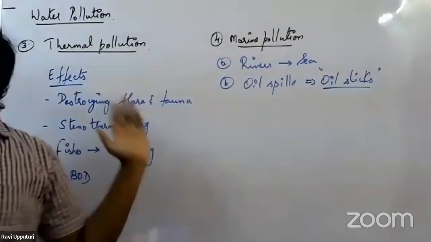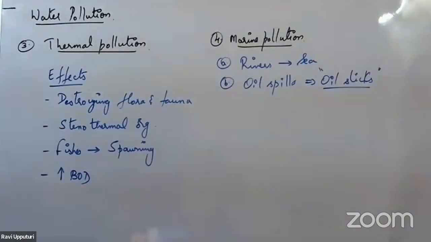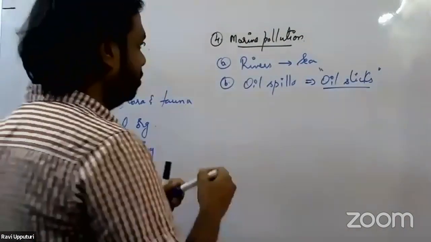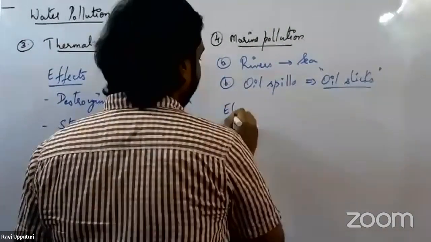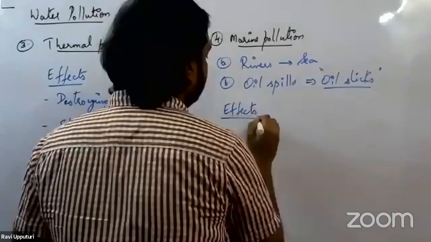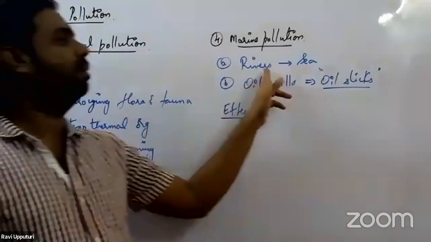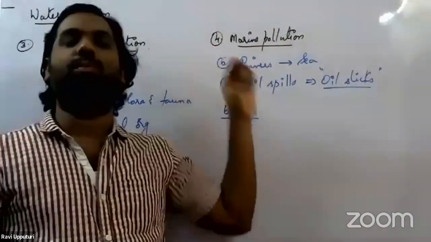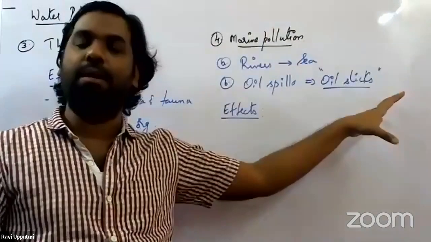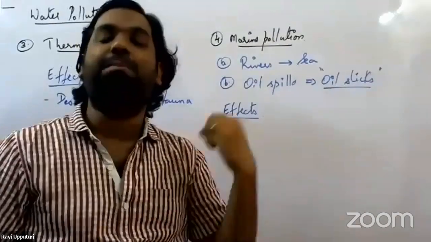Now, what would be the effects of marine pollution? What does this marine pollution actually do? Talking about the effects here, the major effects caused by marine pollution are these. As and when the rivers start adding all the pollutants into the seas, what would happen? The seas would become highly polluted.